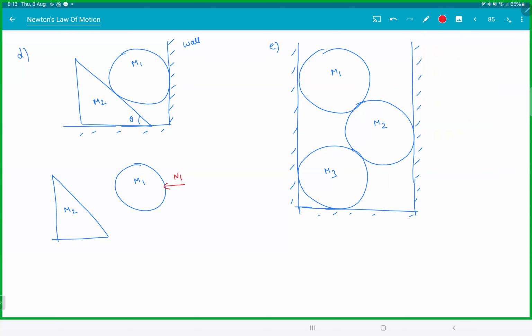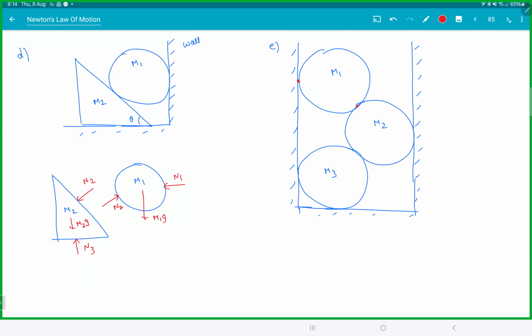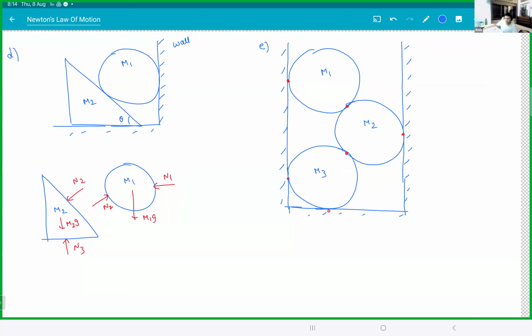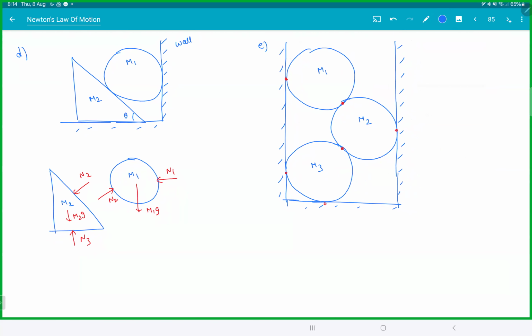Let's say this is N1, your own weight M1G, N2, N2, M2G, and let's say this is N3. Now here, if you look at the points of contact, there are 1, 2, 3, 4, 5, 6. There are 6 contacts. In the first diagram, N1 is the wall's contact force.